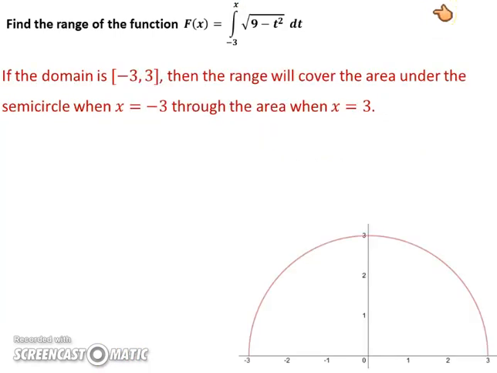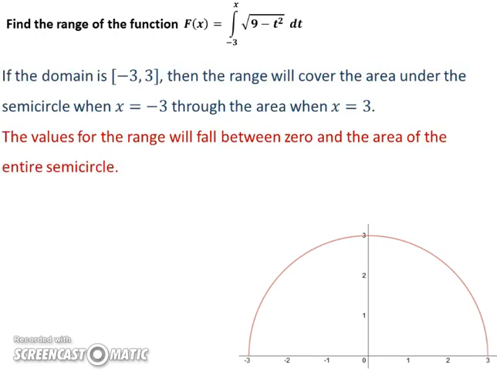So if the domain is -3 to 3, then the range covers the area of the semicircle from when x equals -3 through the area when x equals +3. It's the area of this whole semicircle. So the values of the range will fall between 0, because if x equals -3, then we have no area. We're going nowhere. If you have the same number here and here on a definite integral, you can integrate that if you want to and figure it out, but you're going to end up with 0 because you're going to subtract the exact same things. So it just means we've gone nowhere. From -3 to -3 means nothing.